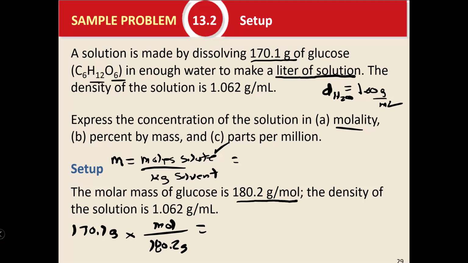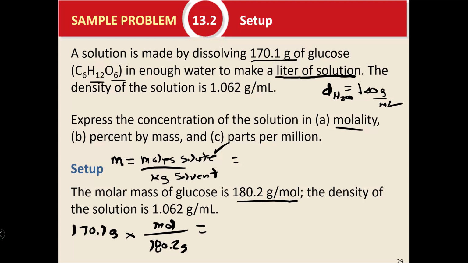So I hope you figured this out, but if not, just stop right here again and think about how you would convert liters of solution to grams of solvent to kilograms of solvent. If you can do that, you're doing great. So stop, think about it, and we'll come back to that.